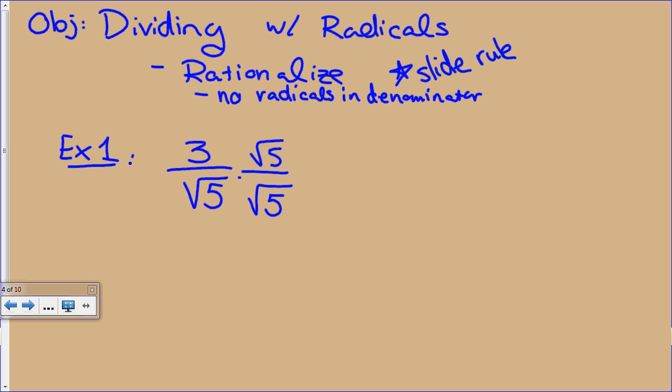Just like the common denominator, same on the top, same on the bottom. So we have in the top 3 root 5, and root 5 times root 5 is just 5. Now look really carefully. Do the 3 and the 5, the outside, do they cancel? No. So that is our answer. You keep it just like that.